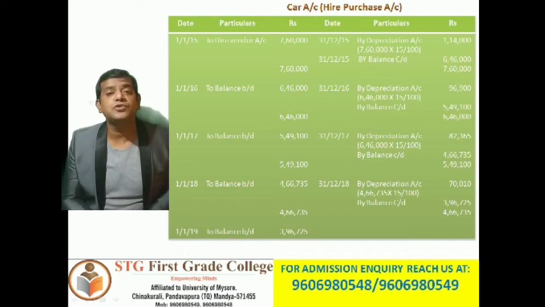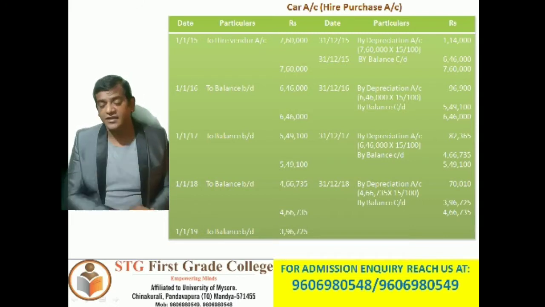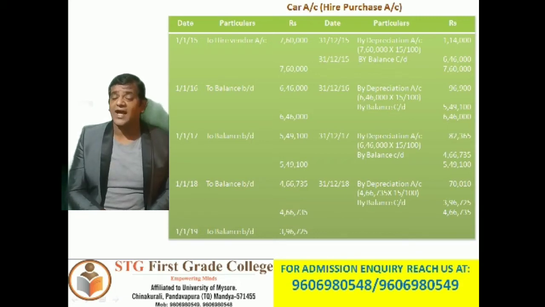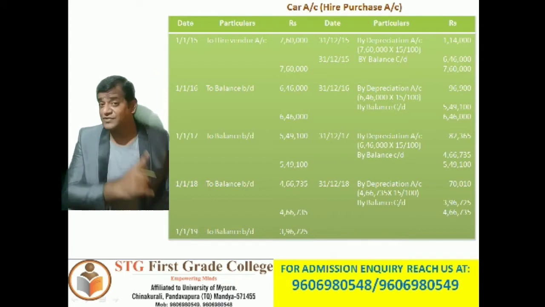So now move to the credit column. The credit side of the table, that is year end 31/12/2015, by depreciation account. Open the bracket. How much the cash price? Yes, absolutely correct.